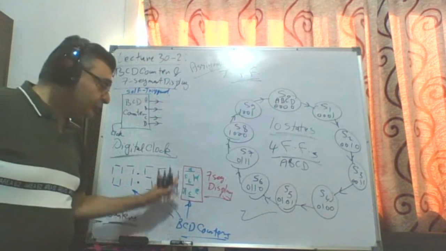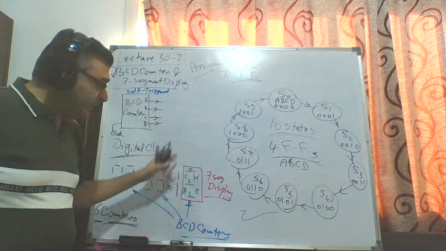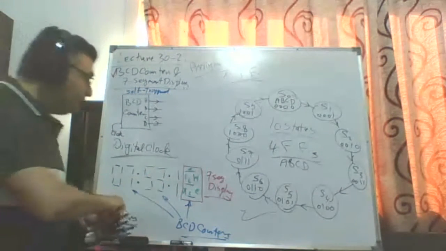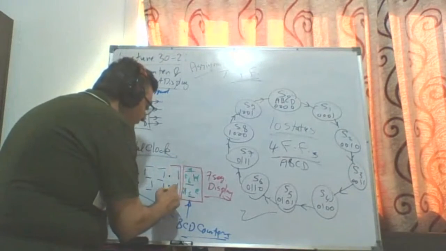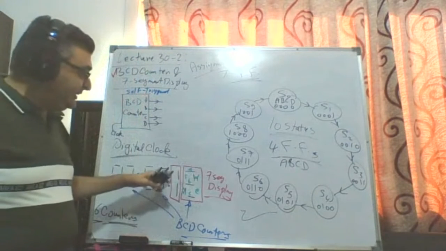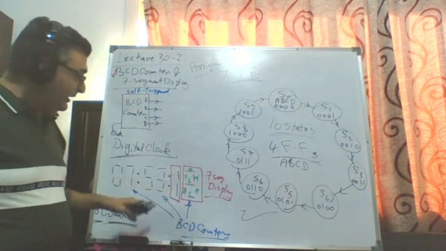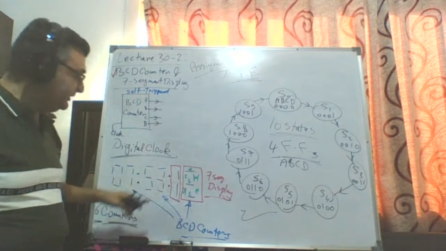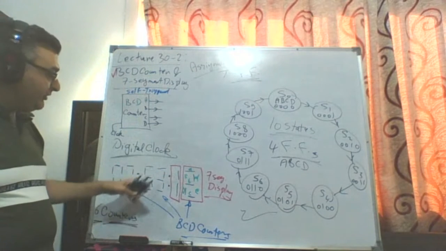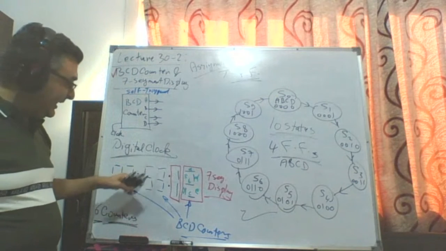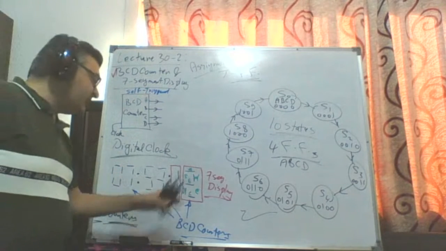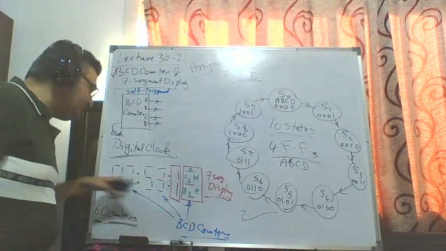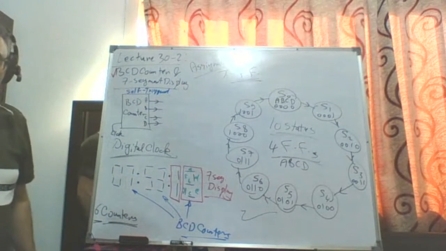Now, in order to display number 2, I will light everything except F and E. If I want to display number 1, everything should be dimmed except D and E. If I want to display 3, everything will be on except F and G. For 5, everything is on except B, D, and G, and so on. So this device is called what? It's called 7-segment display. How many of them? We have 6 of them in our digital clock.